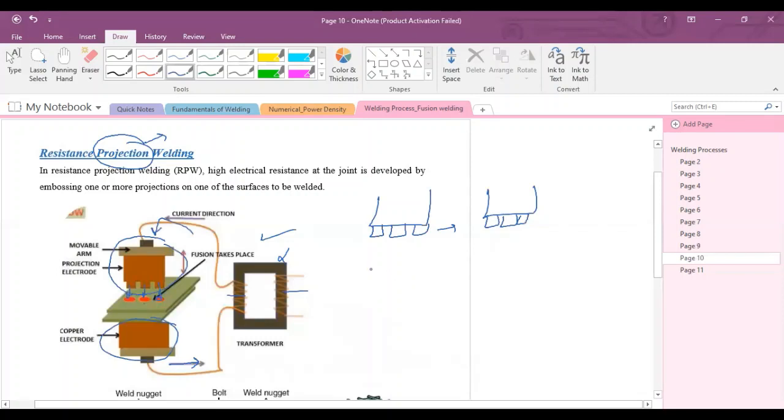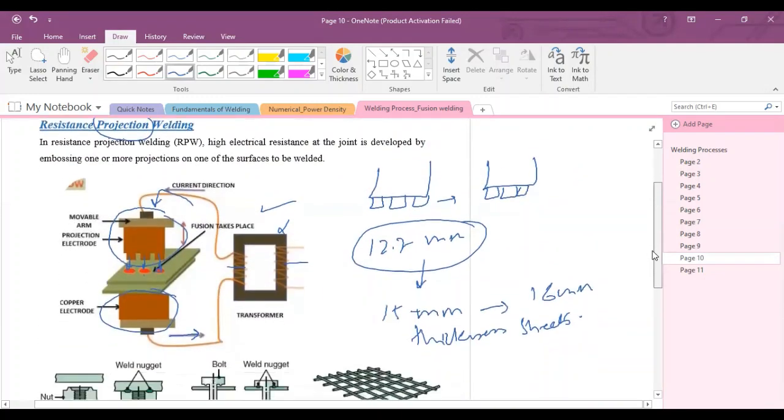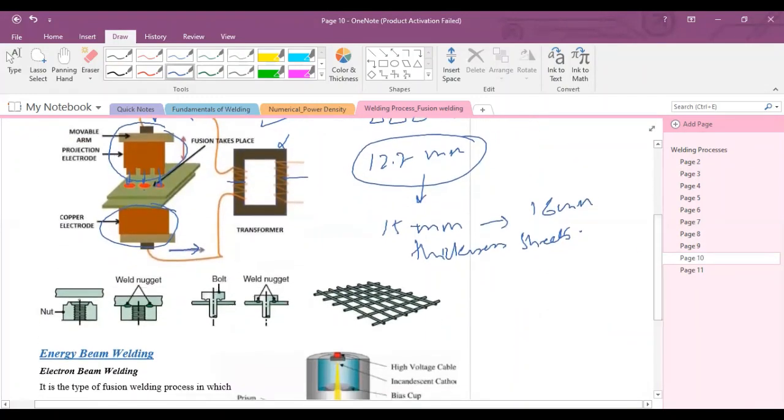You can weld large thickness parts, like more than 12.7 mm. Sheet metal parts can be welded with the help of precision welding. Normally 15 to 16 mm thickness sheets can be welded by precision welding. This projection welding is normally used to weld grills, window grills can be welded.